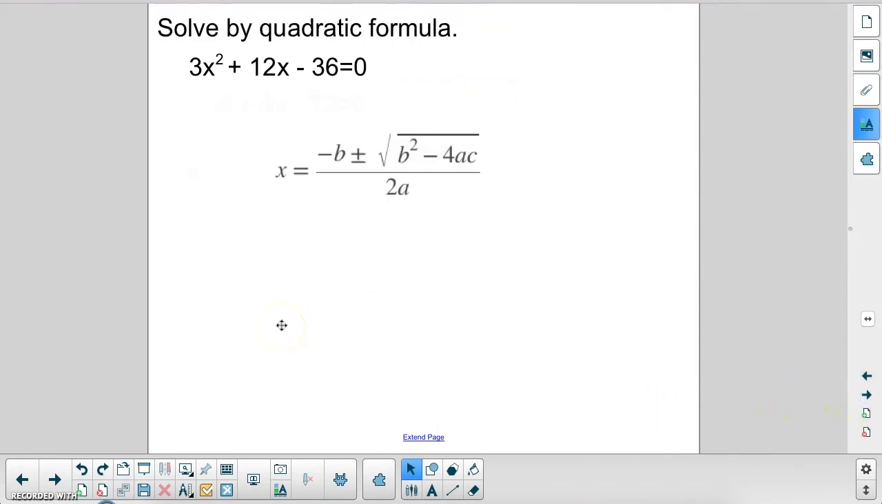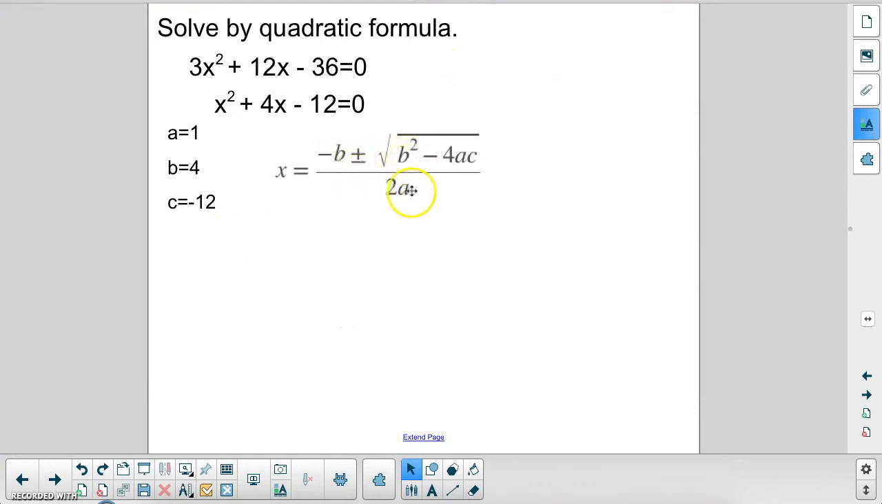Next, I'm solving by quadratic formula. It's the same equation from the previous problem. Here's my quadratic formula. I'm going to go ahead and simplify that problem by dividing by 3 again to get me x squared plus 4x minus 12 equals 0. So now my a, b, and c are 1, 4, and negative 12.